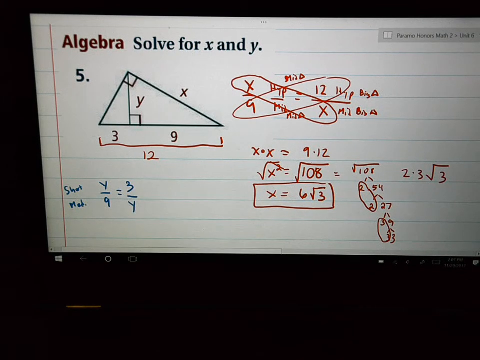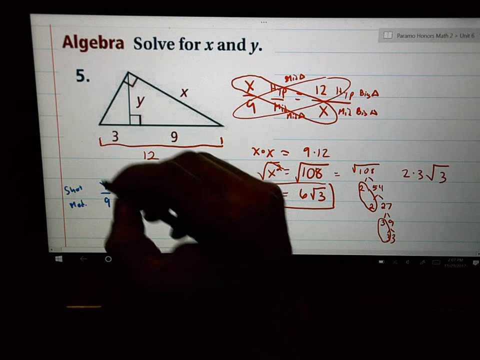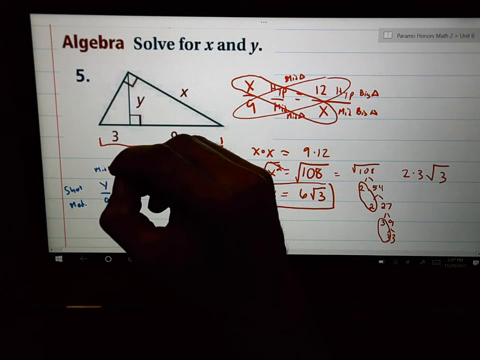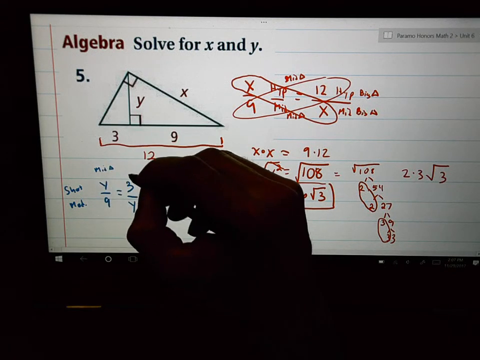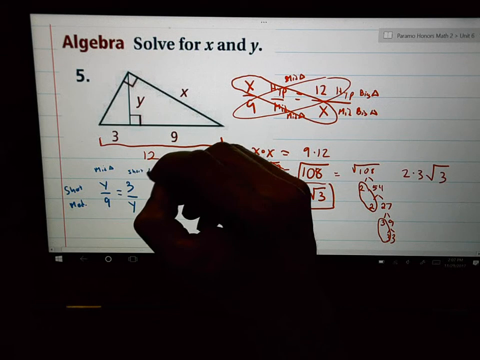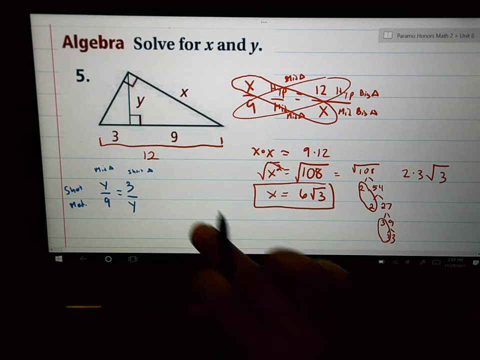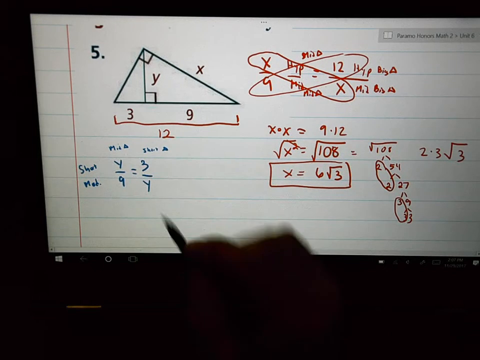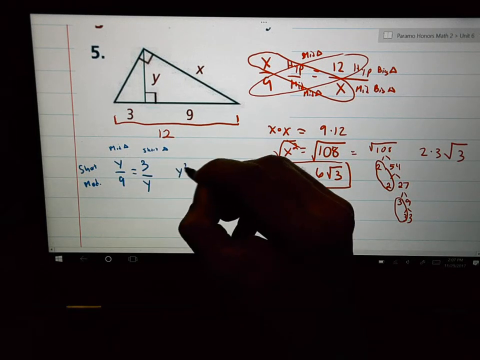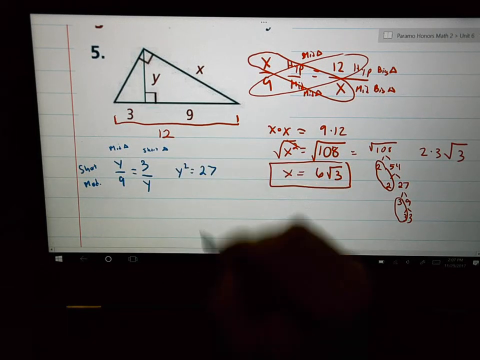I'm using two different triangles. For this triangle, I'm using the middle triangle. And for this one, I'm using the shortest triangle. In case you didn't know. And then what? Cross multiply. Square root.